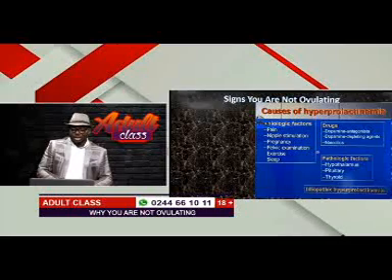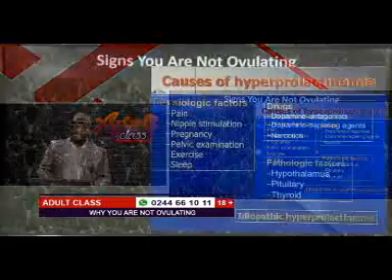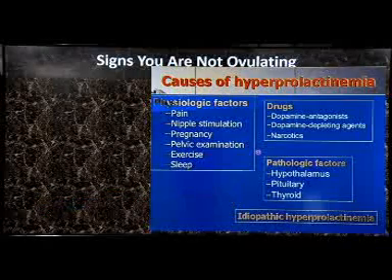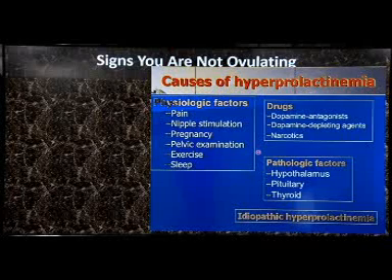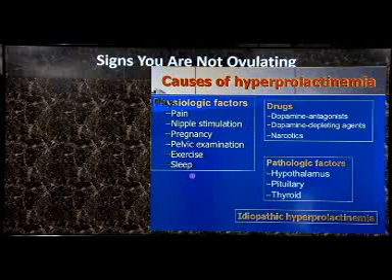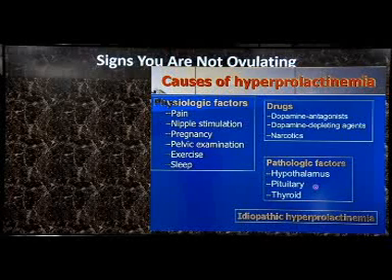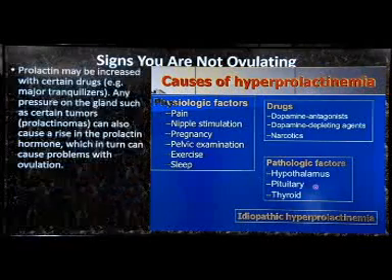So here we are looking at what causes this problem. Sometimes you can get this, having too much prolactin in your body. You can get it when you have too much pain, when you have nipple stimulation, when you are pregnant, when you have pelvic inflammation, when you over exercise, when you have sleep problems, and when you take some types of drugs that can also increase your prolactin level. And also when you're having problems with your hypothalamus, your pituitary gland, and your thyroid gland, you can also get your prolactin levels shooting up to a very abnormal level.